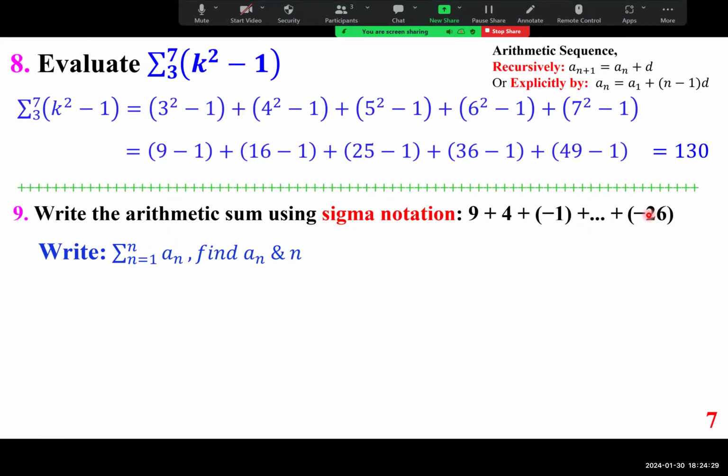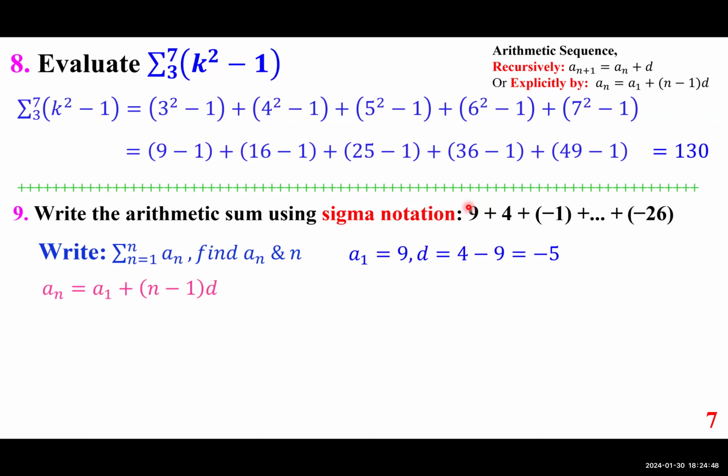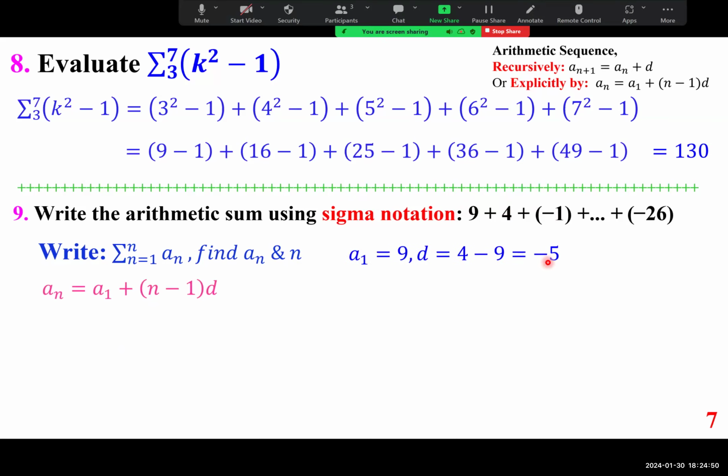So going with the arithmetic sequence, we know the first term is 9, so a sub 1 is 9. The d is 4 minus 9, or negative 5. And by the way, we are going to double check, meaning 4 minus 9 is negative 5, minus 1 minus 4 is also negative 5. So you want to check that to make sure you haven't made a mistake.